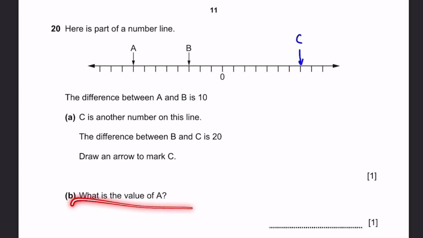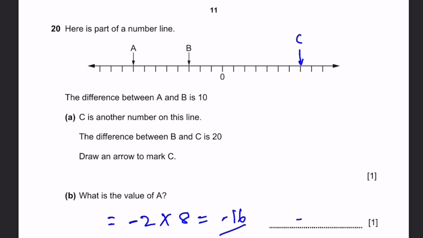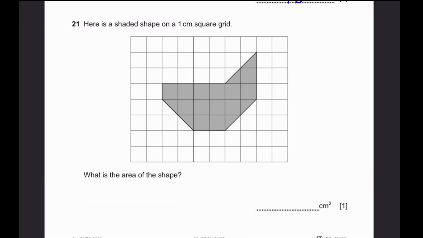Now, what's the value of A? So let's count backwards from 0 in number of units. 1, 2, 3, 4, 5, 6, 7, 8. So 8 units. 1 unit is 2 in the number line. So if we go this way, it's minus. So that'll be minus 2 multiplied by 8. That'll be minus 16. That's the value of A. That's the answer.